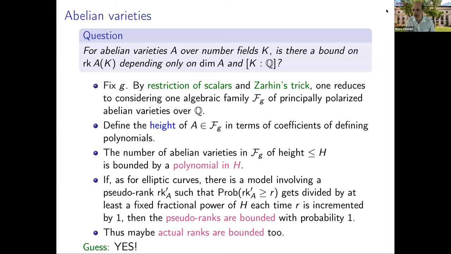And well, you don't actually have to restrict to principally polarized ones, because you can use Zarhin's trick to reduce to the principally polarized case. By doing that, and also by doing restriction of scalars, you can reduce to the family of principally polarized abelian varieties of a fixed dimension over Q. Then you can define a height in some naive way again, and you can prove that the number of abelian varieties of a given height is bounded by some polynomial in H. It's maybe not H to the 5/6 anymore, but it's H to some fixed number. And so if you have a pseudo-rank that decays by a factor of H to some fraction every time you ask for one higher rank, then again you would expect that the pseudo-rank should be bounded with probability one. So my guess is yes, this should be true.